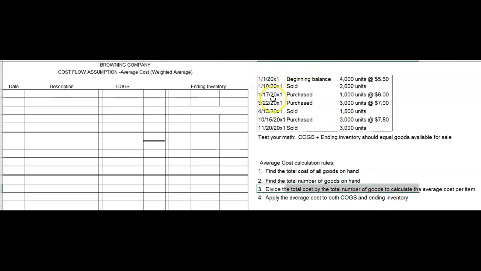The data is the same, and as I mentioned, the cost flow assumption will not make any difference until we sell product out of different layers. Therefore, the date boxes for the 1st of January, the 10th of January, 17th of January, and the 22nd of March will all be the same as they were for both FIFO and LIFO. So go ahead and get your first four date boxes filled out for the beginning balance, the items sold on the 10th, and the items purchased on the 17th of January and the 22nd. Make sure you carry down your layers of inventory anytime you make a purchase.